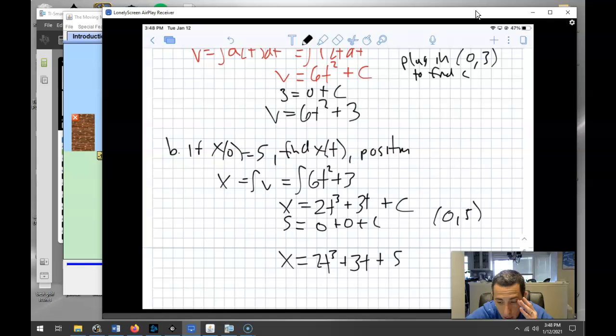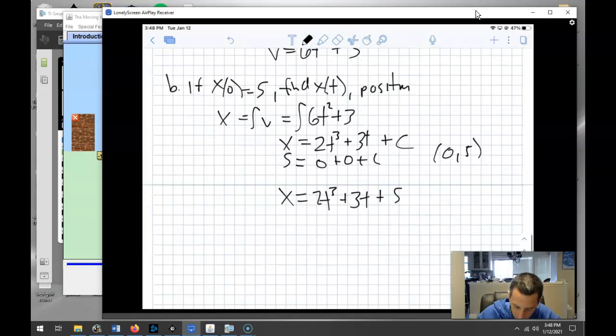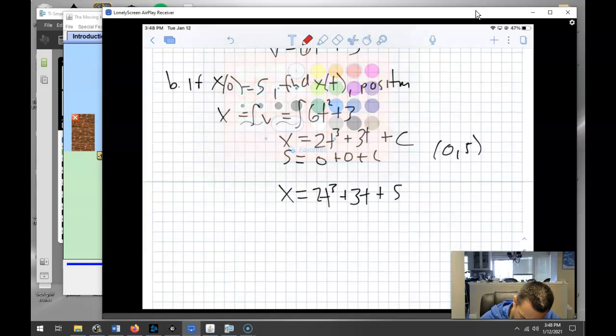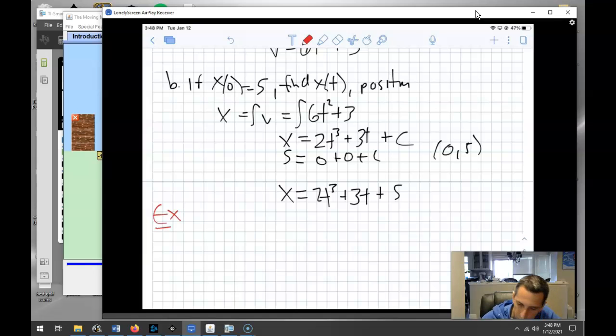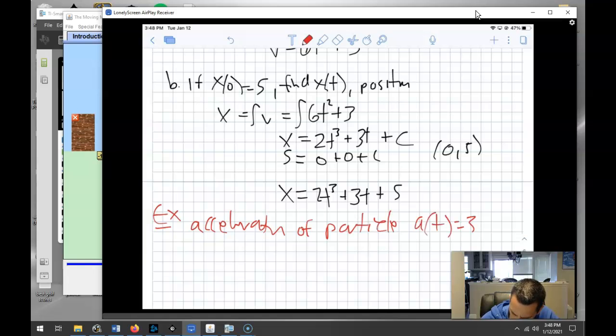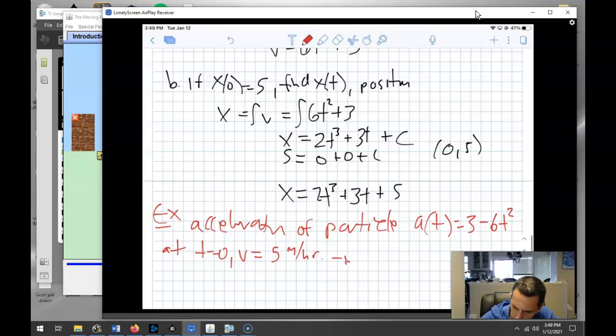Okay, a couple other questions here. Let's do a few more. Another one with an integral here. So suppose I tell you a particle has acceleration given by a of t is equal to 3 minus 6t squared. And then I'll say at t equals 0, my velocity is equal to 5 meters per hour. And then I'll ask you to find velocity at time 2.